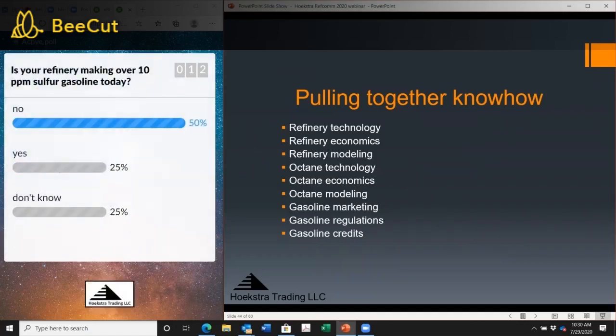Are you making over 10 ppm sulfur gasoline today? There were 12 responses. 50% said no. 31% said yes. 23% don't know. So a no answer means it's making 10 ppm or under today, 46%. Thanks a lot, we got 13 responses on that. Okay, thanks for that input from you.